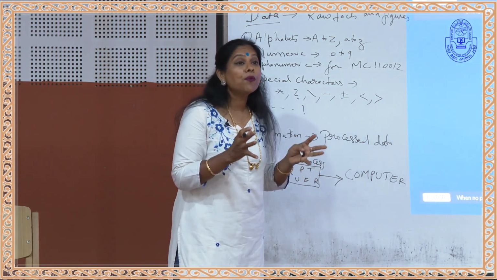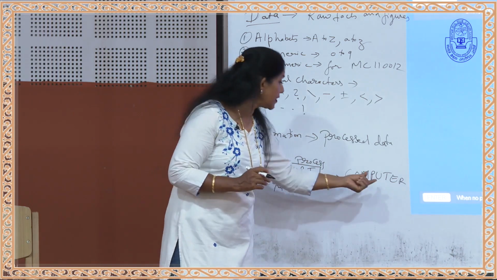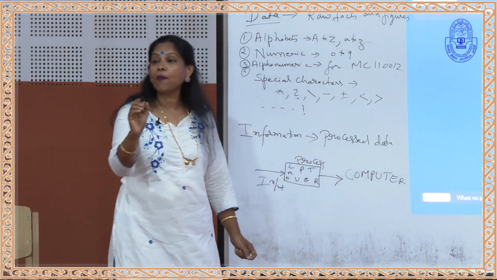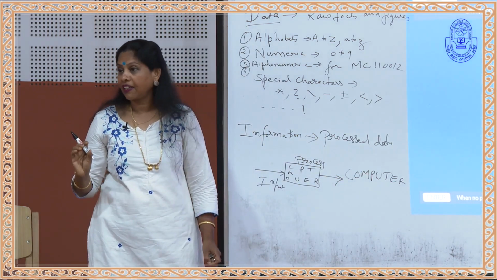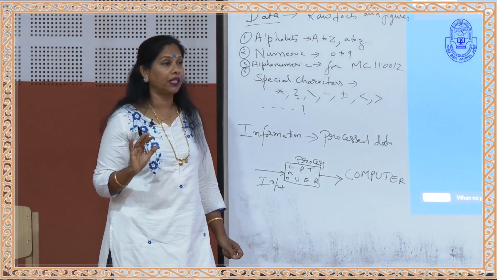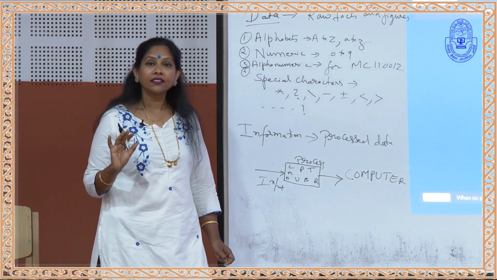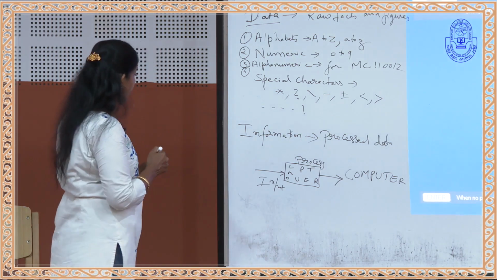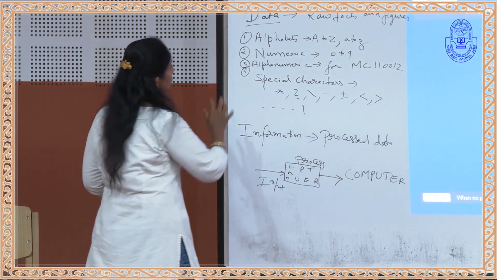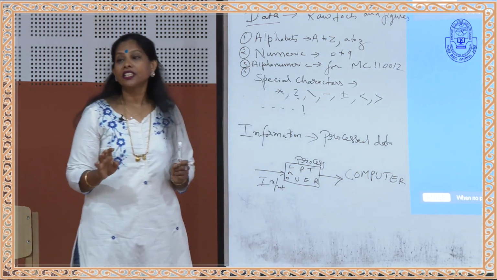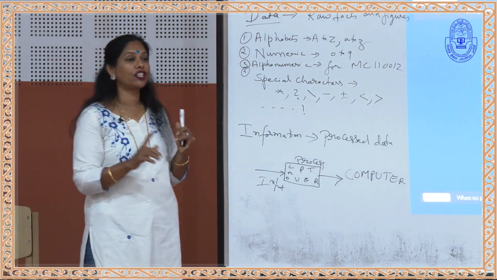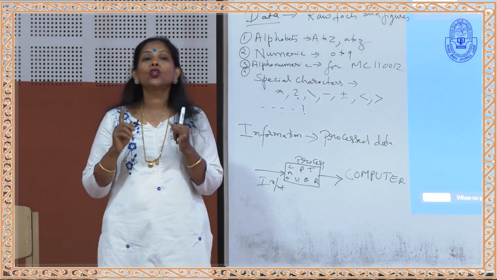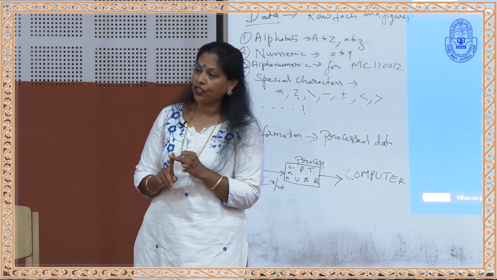It is processed data. This has got meaning. Information has got meaning. Data does not have any meaning. Got it? Now it's clear for you? So this is what the definition is. You know the definition of data now. You know the definition of information.